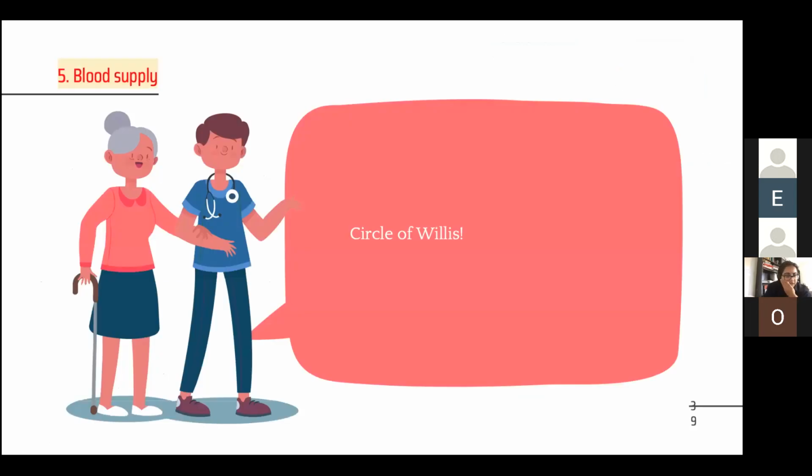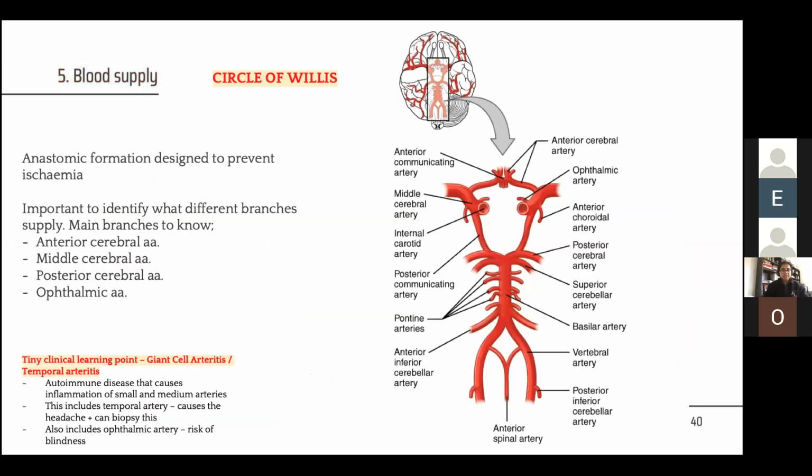All right. So we're up to the blood supply. So just the circle of Willis. What the circle of Willis is, it's an anatomic formation. So it's a circle. And the reason that it's a circle is that it's designed to prevent ischemia. So there's redundancy in terms of blood supply. So ideally, in a perfect world, if you have a little bit of reduced blood flow in, for example, a vertebral artery, the rest of the arteries will be able to make up for it.